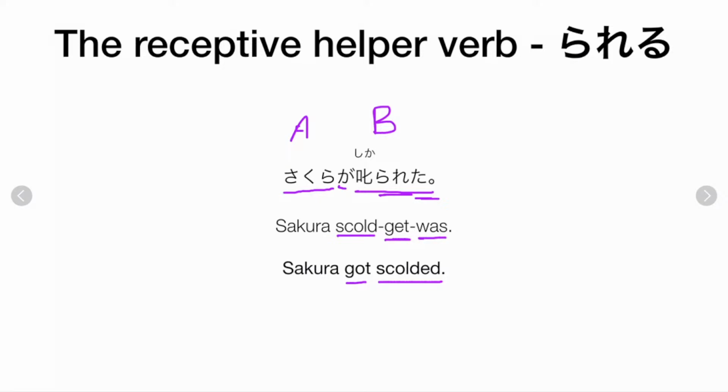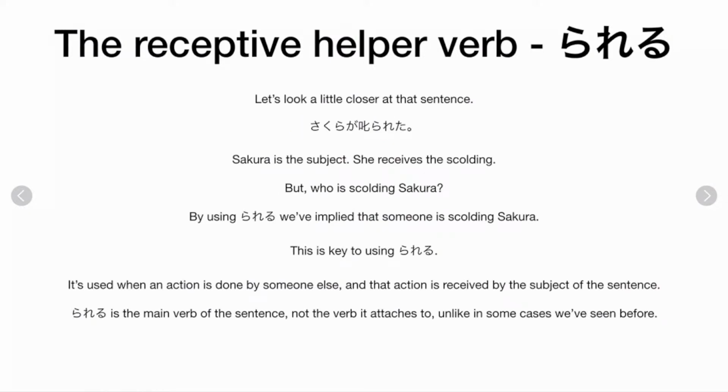Okay, so what's happening here? What's happening is Sakura receives the action of being scolded by someone else. So someone else is doing the scolding, and Sakura receives that action of being scolded at. Okay, so Sakura is the subject. All right, she gets the scolding. And who is scolding Sakura?